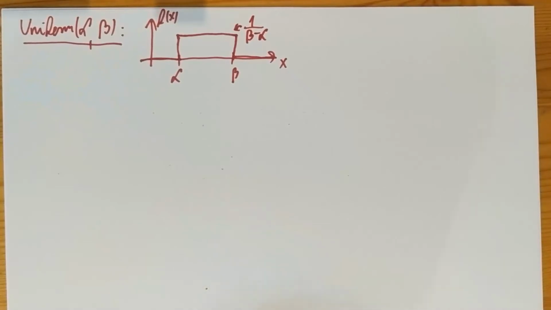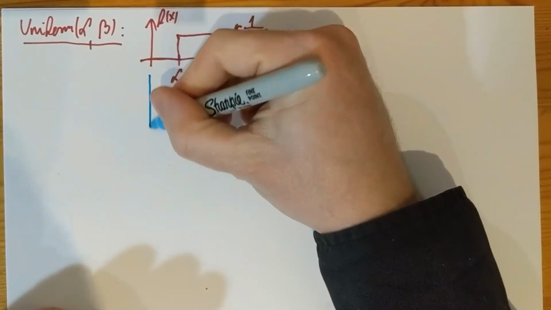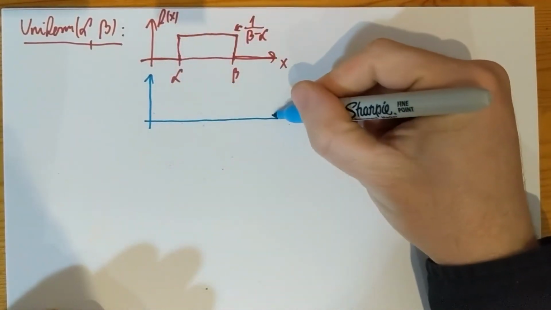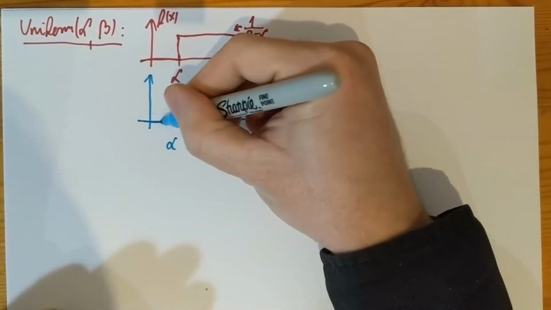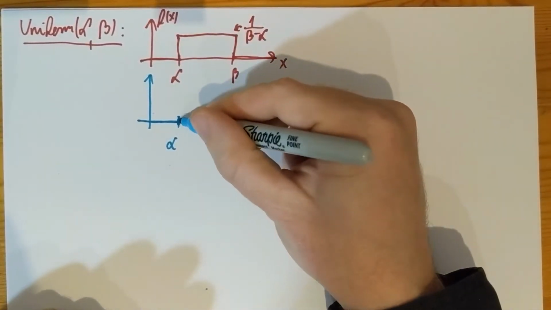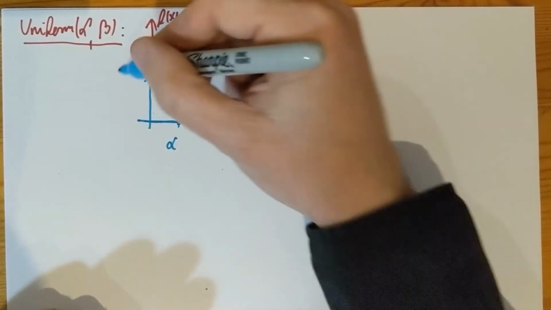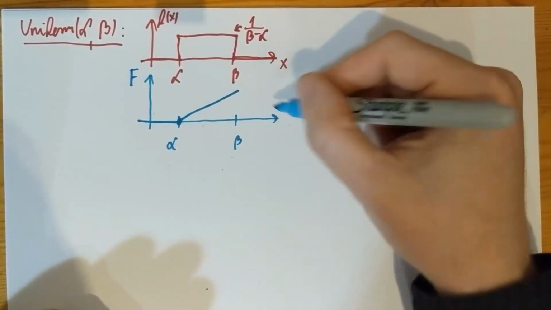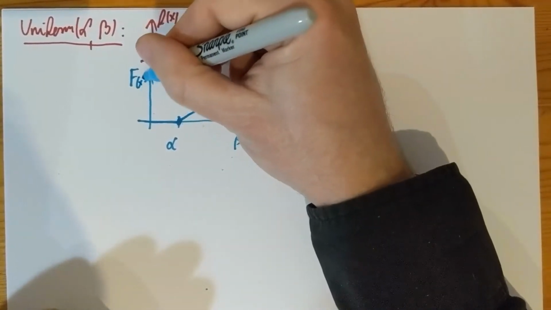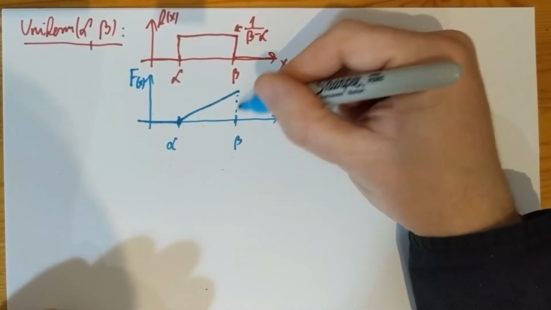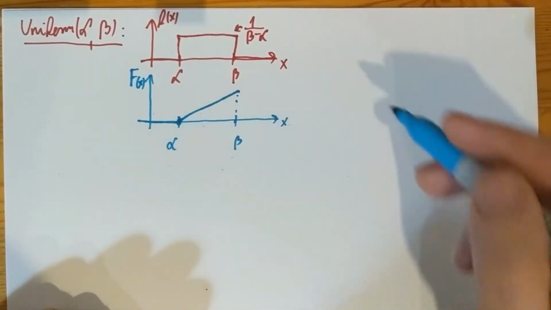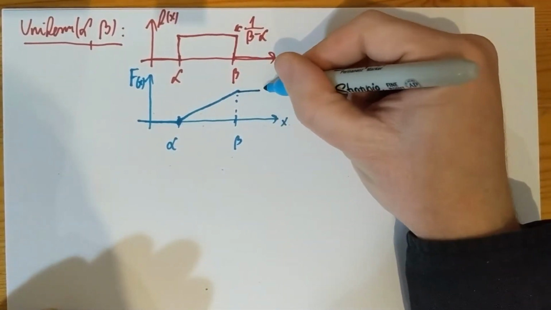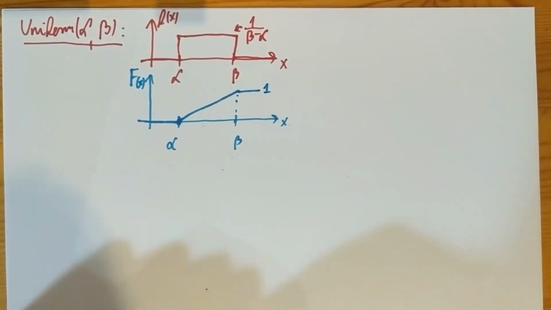Okay? And what if you want to plot the distribution function? The distribution function is just the integral of this. So it's going to be 0 here. It's going to be a linear increase from here to there. So that's the distribution function. The slope of this curve is 1 over beta minus alpha, and we're going a beta minus alpha distance, so we end up at height 1, and it continues at height 1.